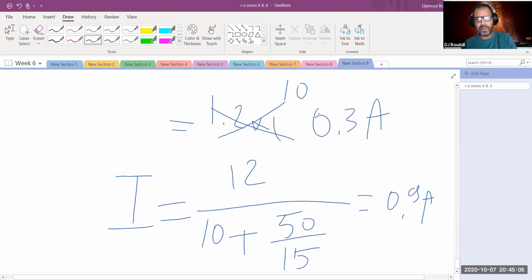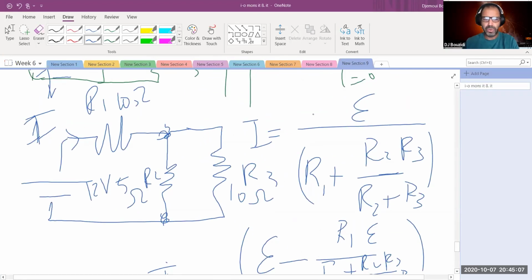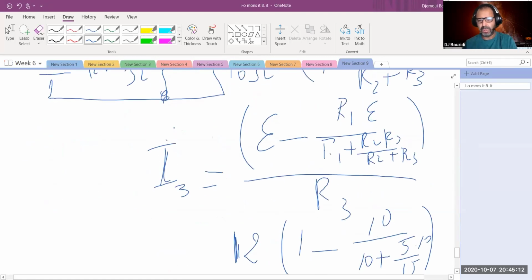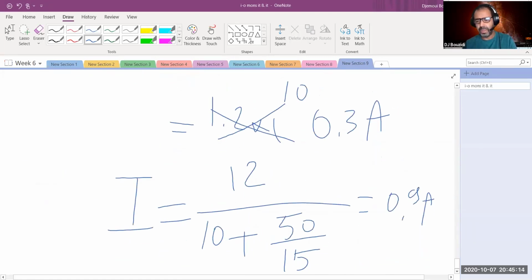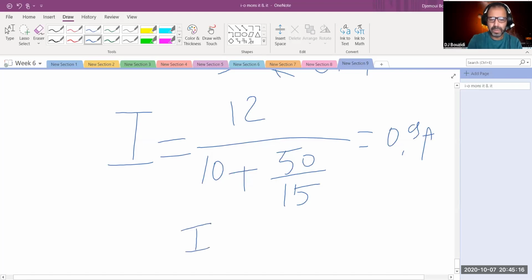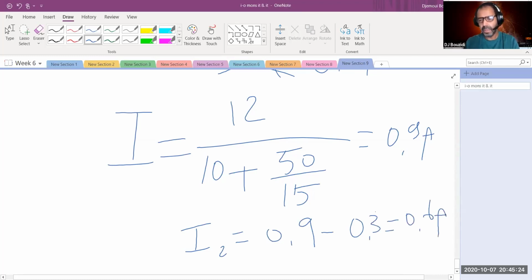So if you are curious to find how much current is through this resistor, it's simple. 0.9 minus 0.3, so that's 0.6 amps. So I2 then is 0.9, the total current, minus the one through the R3 that we just found to be 0.3. So it's going to be 0.6 amps.